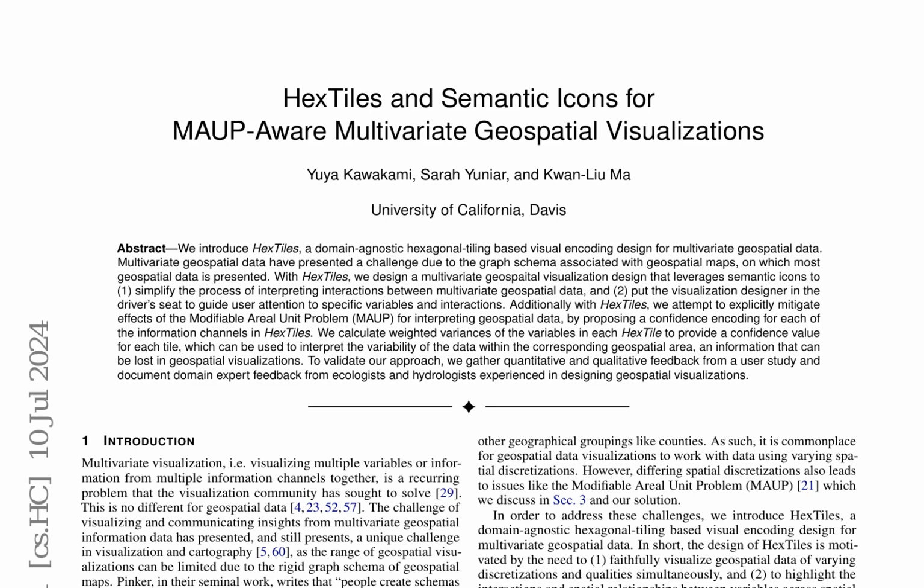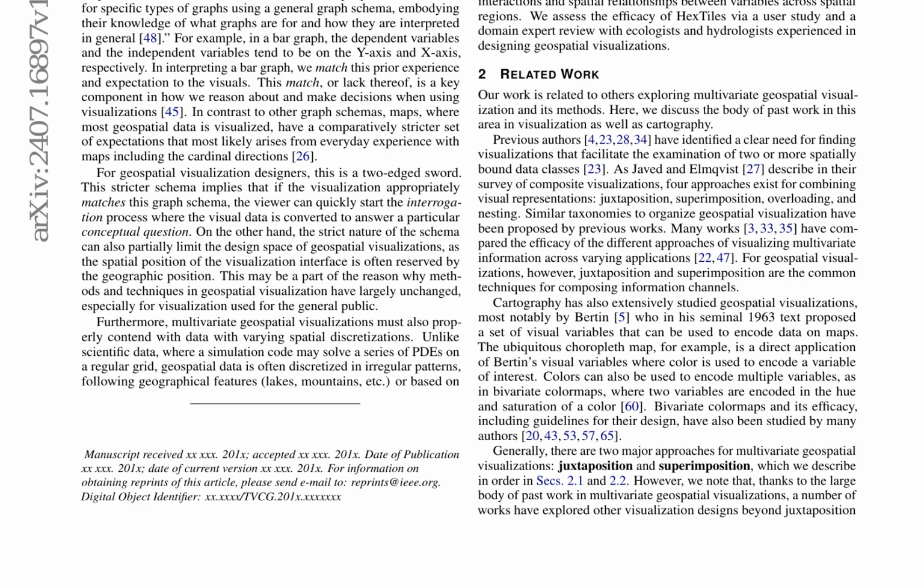The authors discuss the related work in multivariate geospatial visualization, including juxtaposition and superimposition approaches. They note that juxtaposition is the most common and flexible approach, but it can be ineffective at times due to the difficulty of contextualizing multiple views. Superimposition, on the other hand, displays multiple data channels in the same visualization instance, but it can lead to visual clutter and occlusion.